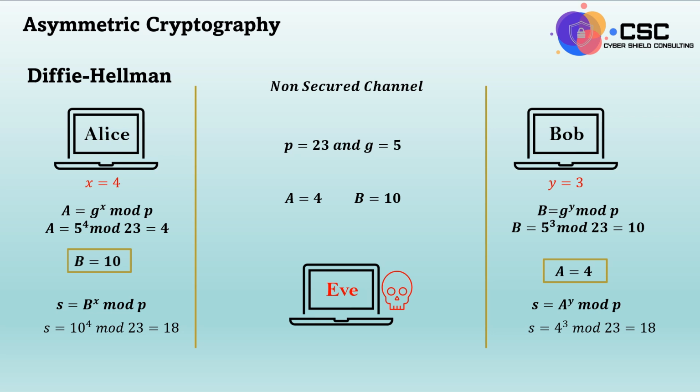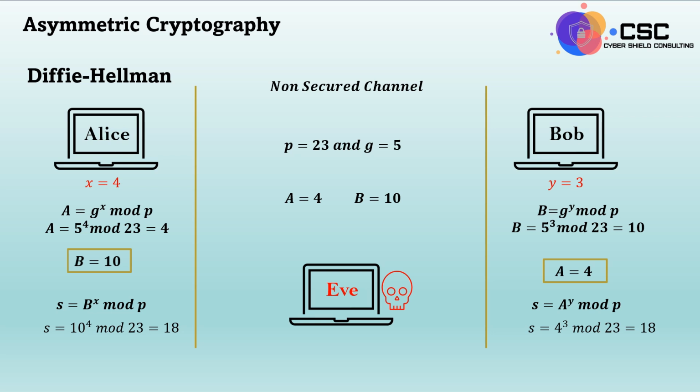Eve's dilemma, man in the middle risk. Since Eve can see A and B, she might try to compute the secret key. However, to do so, she needs to solve the discrete logarithm problem, which is computationally hard for large values of p. Without knowing either x or y, Eve is unable to derive the shared secret key.